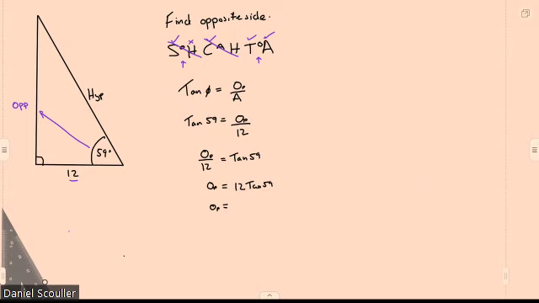Okay, the opposite is 12 tan 59, which I'm getting 19.97.